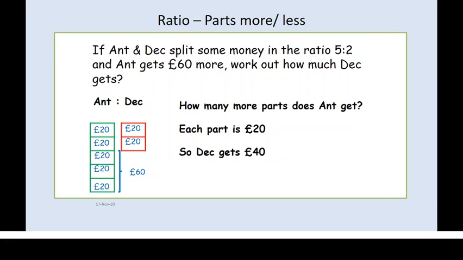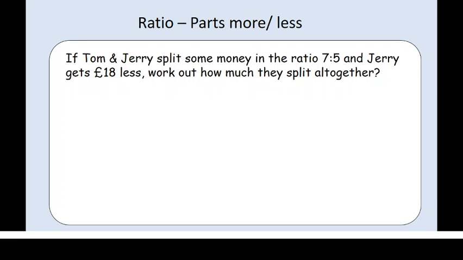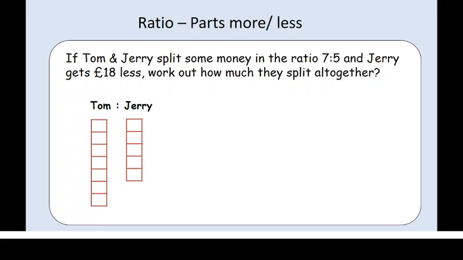Okay, we're going to have a look at another example. This time it says if Tom and Jerry split some money in the ratio 7-5, and Jerry gets £18 less, work out how much they split altogether. The first thing to think about is the fact that Tom got 7 parts and Jerry got 5 parts. If Jerry got £18 less, then he got 2 parts or 2 boxes less, which must be equivalent to that £18.